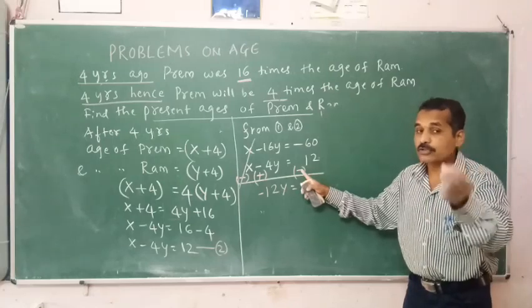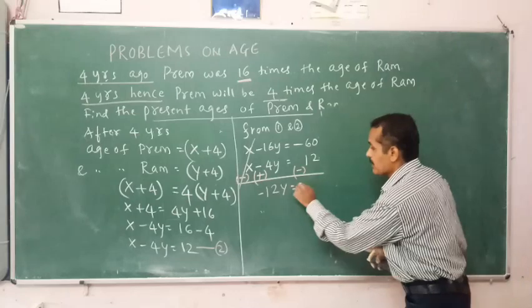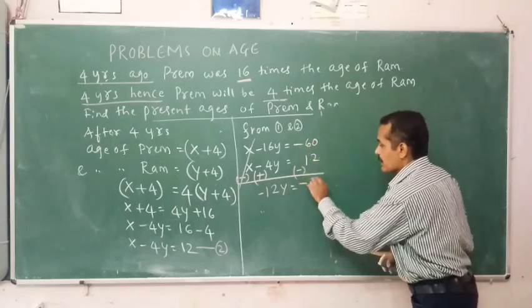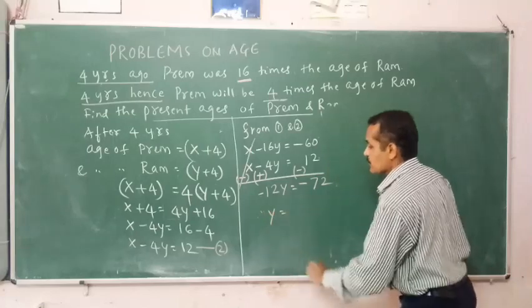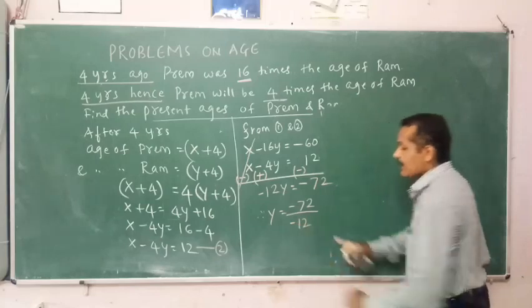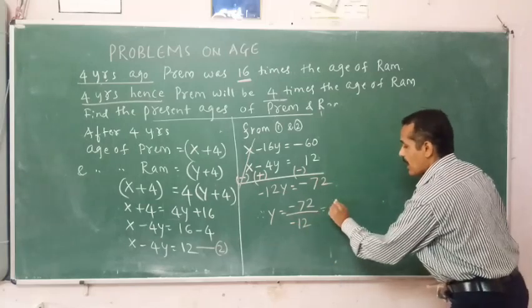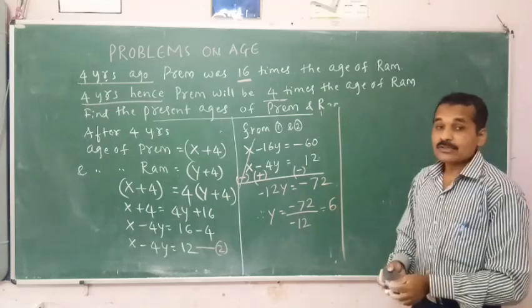Then both are negative. Keep the minus as it is and add the numbers. This is minus 60 and 12 gives you 72. Therefore, y is equal to minus 72 divided by minus 12. Both minus gets cancelled. Answer is 6. You got the value of y is equal to 6.